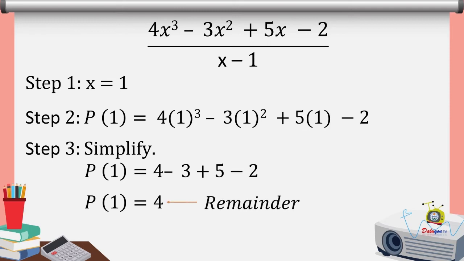Since there is a remainder which is 4, is x minus 1 a factor of 4x cubed minus 3x squared plus 5x minus 2? Very good! The answer is no. x minus 1 is not a factor of 4x cubed minus 3x squared plus 5x minus 2.